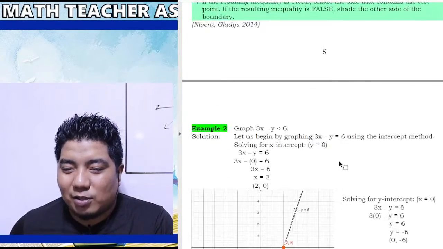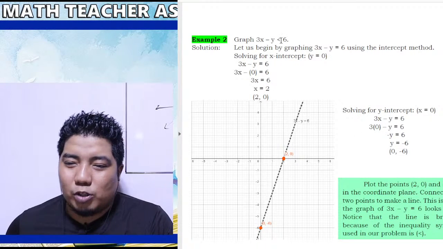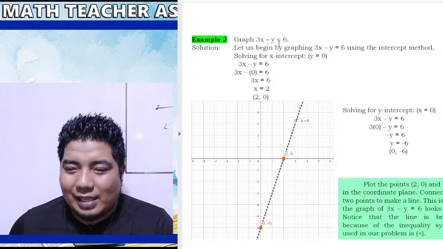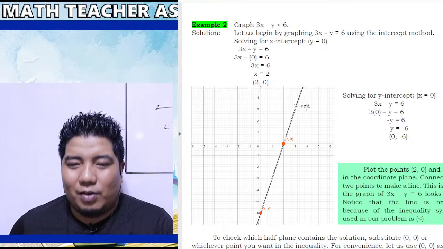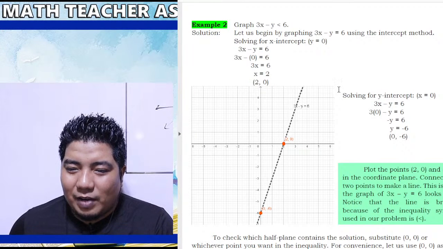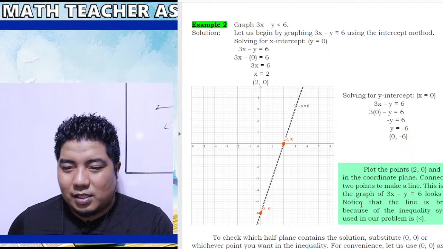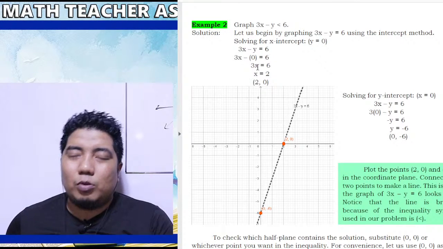Now let's continue. We have here example number 2. Graph 3x minus y is less than 6. Dahil is less than yan, of course, nakikita ninyo sa graph na broken line ang ginawa. So paano siya nag-graph ng ganito? Bakit nandyan sa (2, 0) at saka nandyan sa (0, -6)? Of course, ang ginawa niya is sinolve niya muna ang mga intercept.